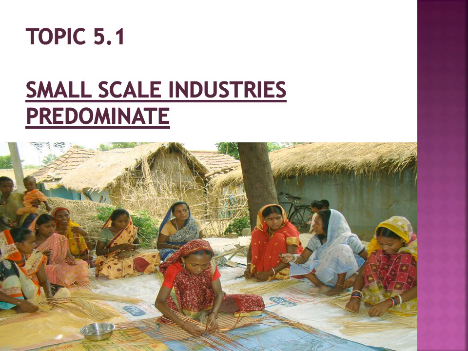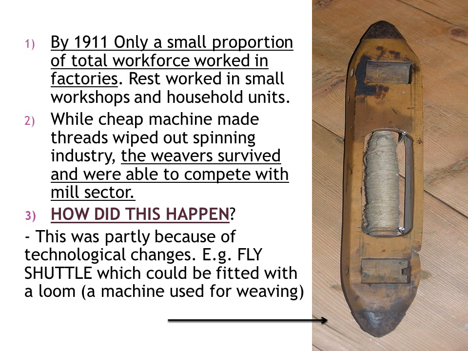Topic 5.1 is small scale industries predominate. Dear children, despite the fact that many industries came up in India, by 1911 only about 5 to 10% of total workforce was working in factories. Rest of the workers were working in small workshops and household units. And cheap machine-made thread came up in market and it wiped out the spinning industry that went on in small domestic units. But the weavers of India were able to survive and they were even able to compete with factories.